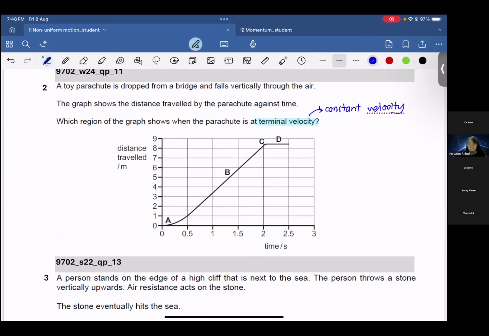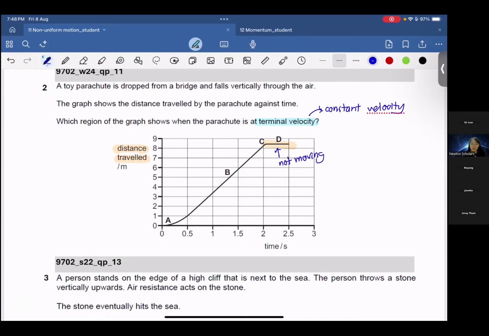Kaichen, no, try again. Washini, correct. Fatima, no, try again. Okay, if you choose D, you see this is a distance time graph. If you choose D, it means that here they are not moving, because the distance does not increase. So it's not D.